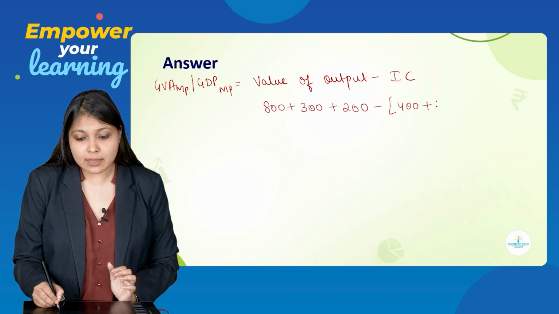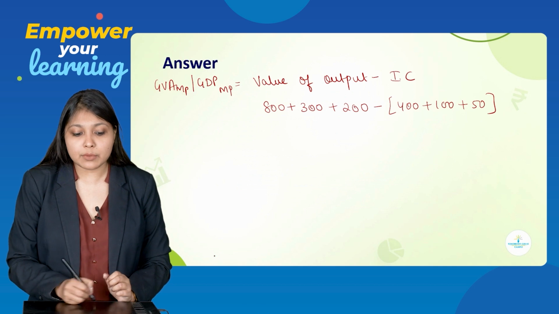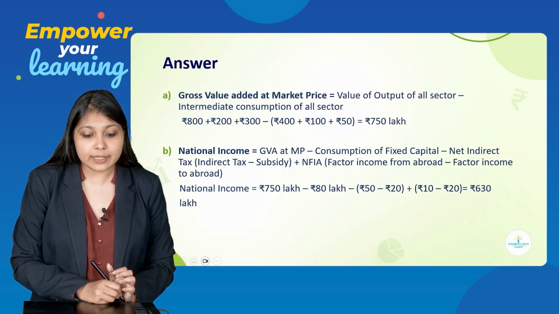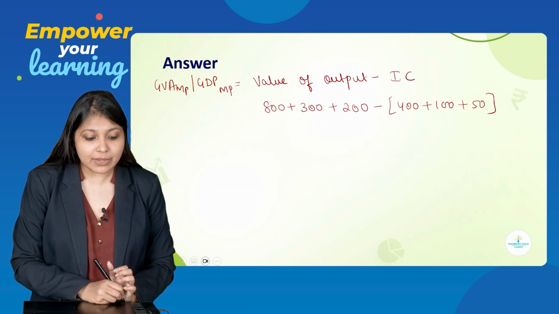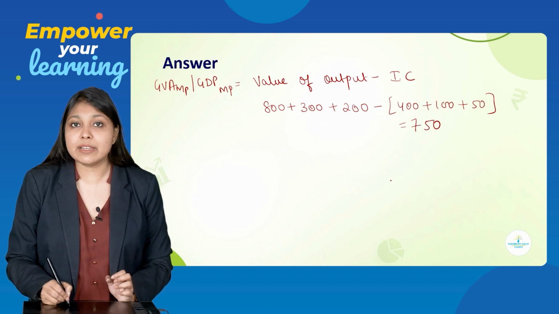400 plus 100 plus 50. Now you have to calculate this. Okay, so let us look how much we are getting. If you calculate this, we get the answer as 750. We are getting the answer as 750.